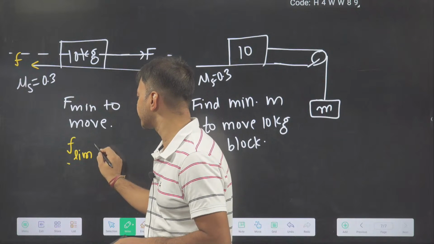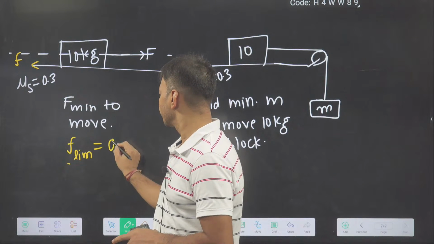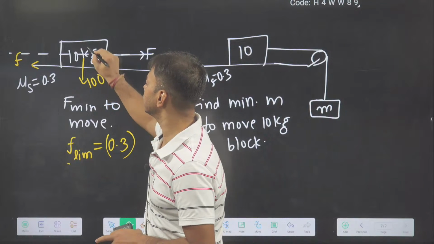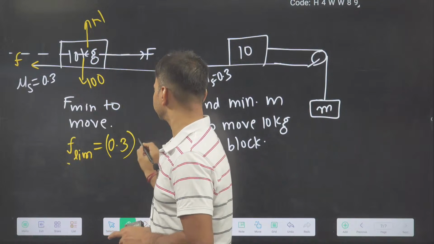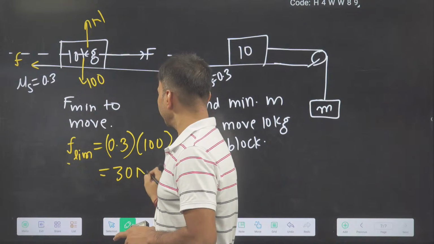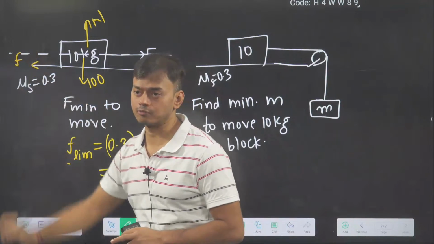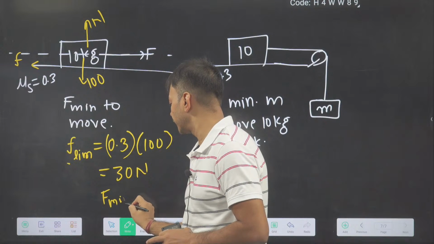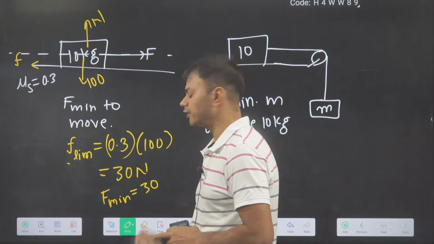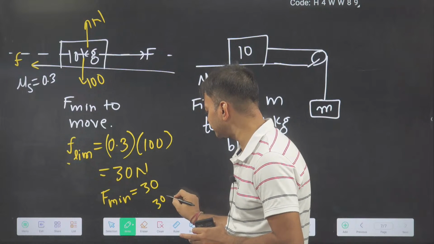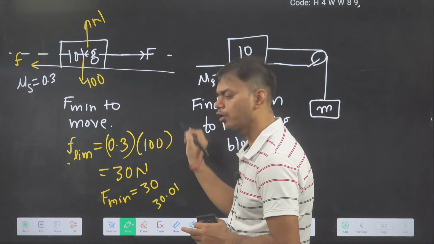Just go and check. Limiting friction is mu into N. How much is N? Weight is 10g, so the normal reaction is also 10g, which means 100. 30 Newton is the maximum value of opposing force. So I should apply a minimum value of 30. See, at 30 the object will not move. But even if I slightly exceed 30, say 30.01, the object will move.